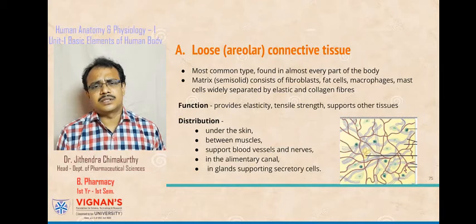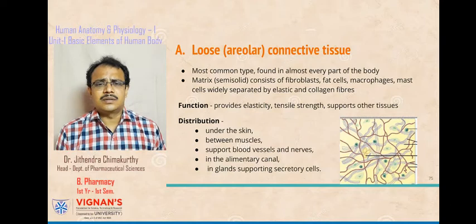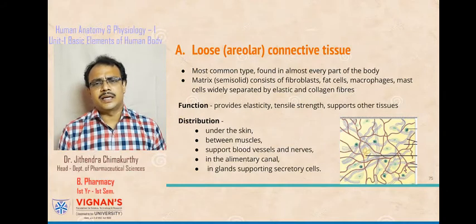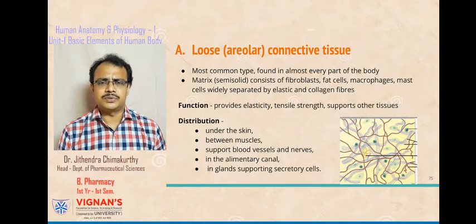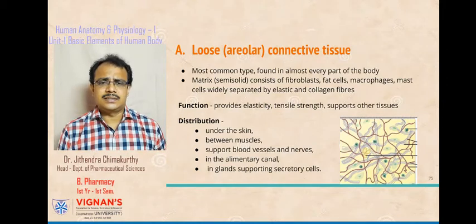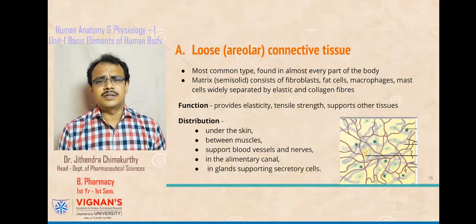This loose connective tissue is the most generalized tissue, and it is the most widely present in the body. Almost all organs will have this loose connective tissue. It is also the most abundant tissue, in that each and every organ has this loose connective tissue.